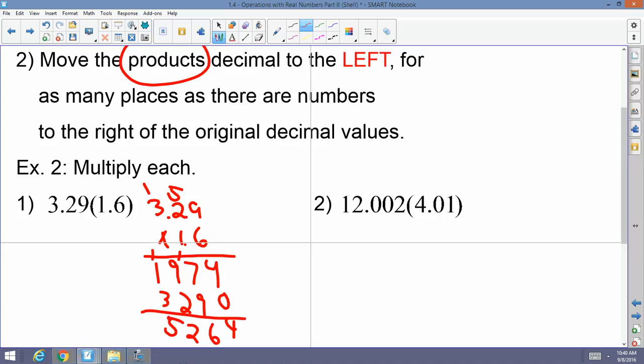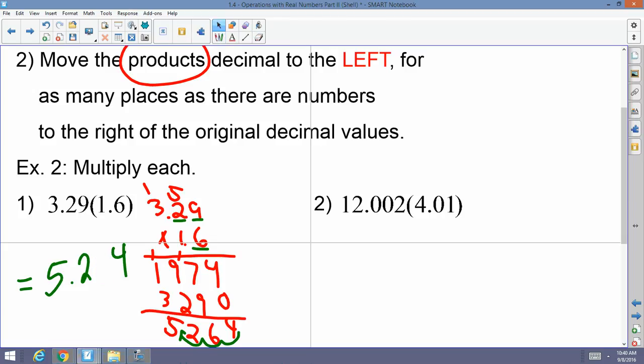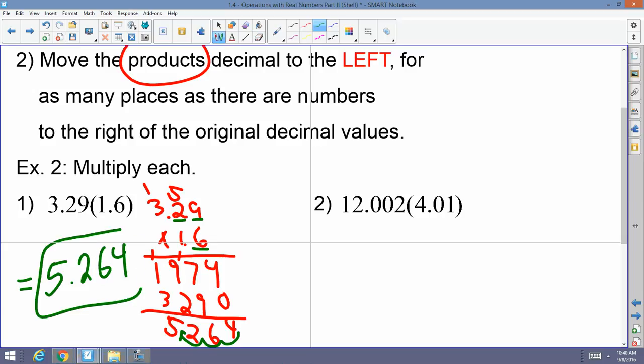Now, I've got 1, 2, 3 numbers to the right of my decimals. So that means I got to go 1, 2, 3 decimal places to the left of the product's decimal. So my answer will equal 5 and 264 thousandths. That's messy. Does that make sense? For sure, 100%, right? Okay, thank you, my brothers.